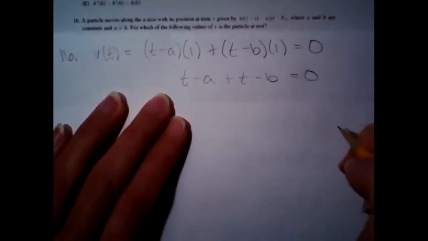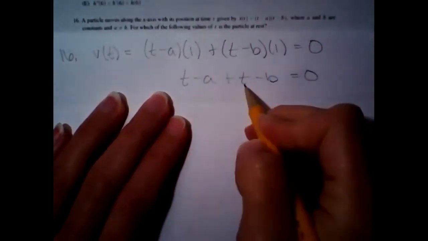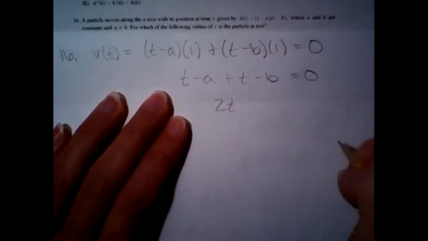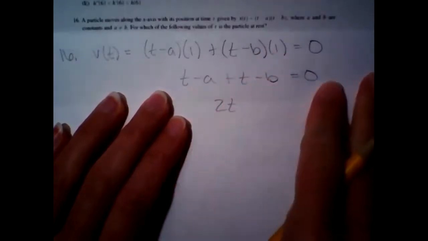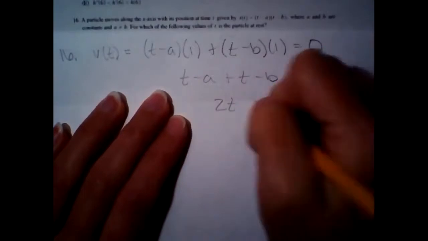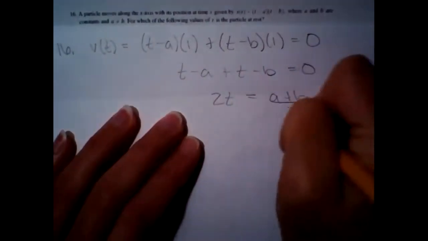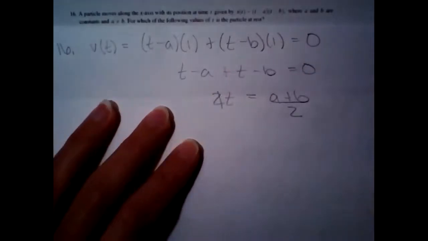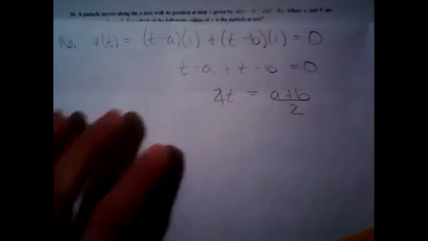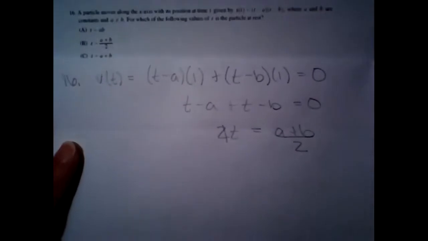We're trying to solve for t. Well, t plus t is 2t. And you would add the a and the b to the other side. So if you add those over, you'll have a plus b, and then just divide by 2. So a plus b over 2. So that one is B.